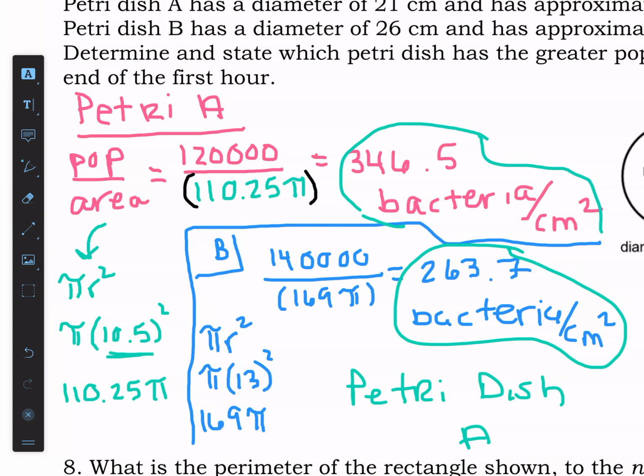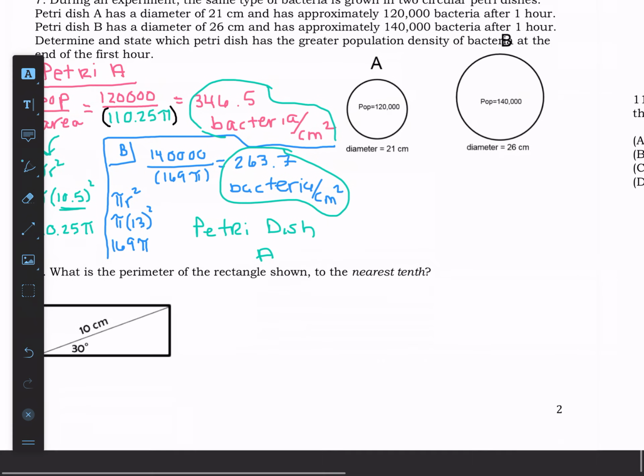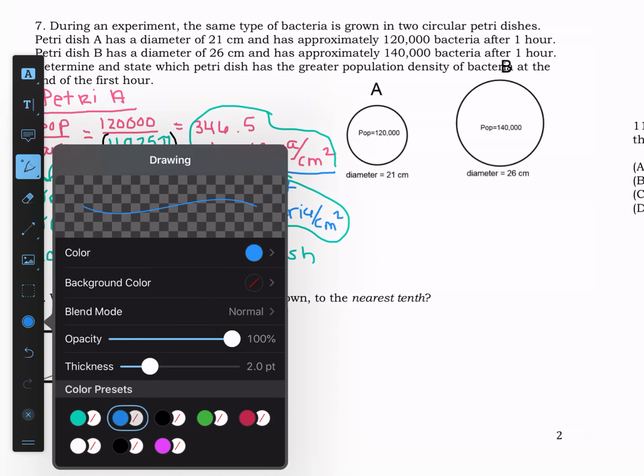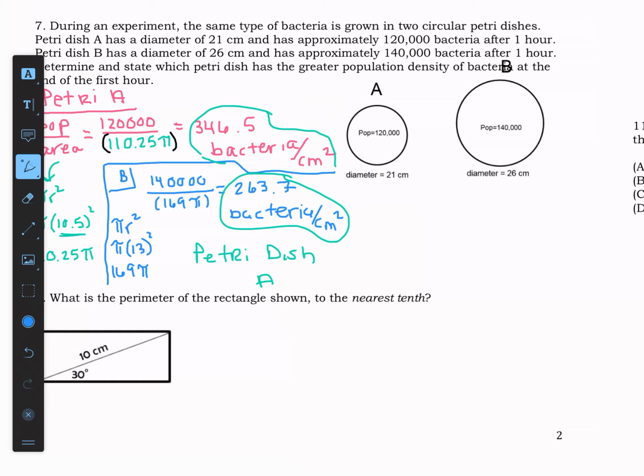Okay, so now moving on to number 8. So number 8, what is the perimeter of the rectangle shown to the nearest tenth? Okay, so if we're trying to find the perimeter of something, what that means is that we are adding up all of the sides. So our only problem here is that we actually don't know any of the sides. What we do know, though, is that our diagonal is 10 centimeters and that we have an angle here of 30 degrees. So keep in mind that rectangles have all right angles, okay?